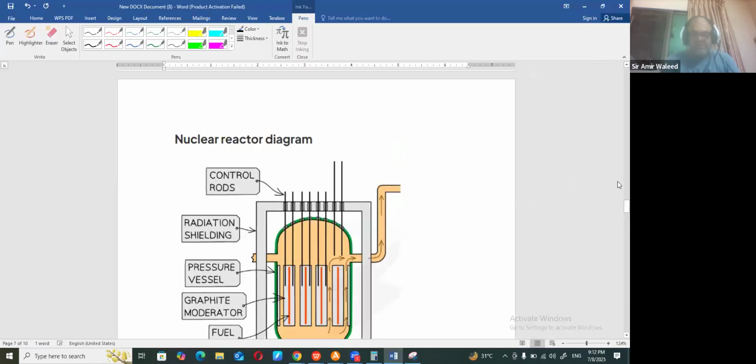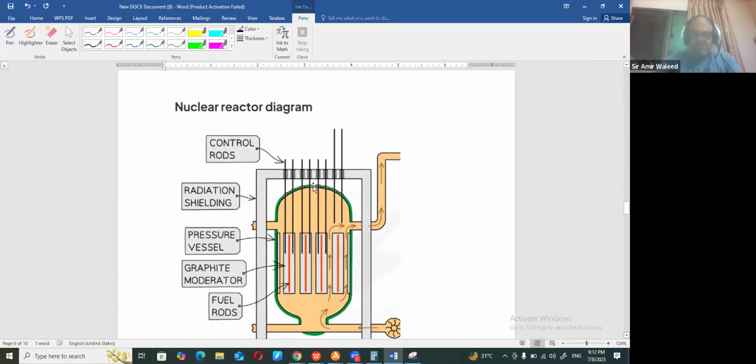Now, what exactly is it? Check it out. If you see that nuclear reactor, what you have seen here, I can show you. First of all, you can see these rods. These are called control rods, that one is a control rod. And these ones are called fuel rods. When you say fuel rod, you're talking about uranium. So this is uranium. And this is the graphite moderator, this one. This is the pressure vessel. Now, each and everything has a function in it.